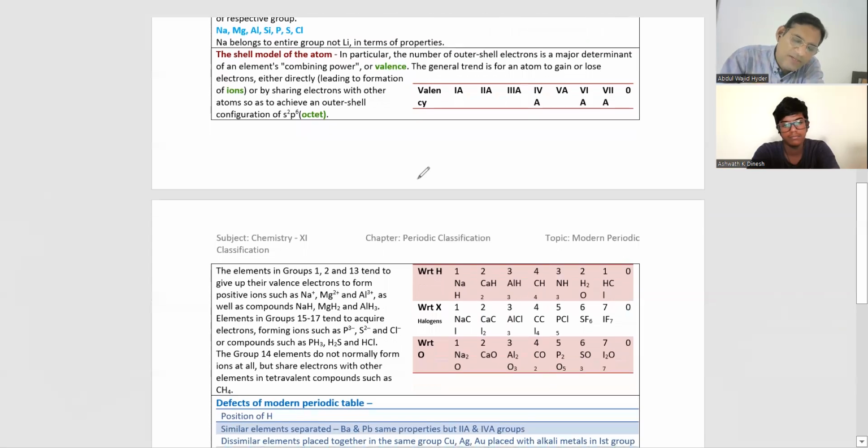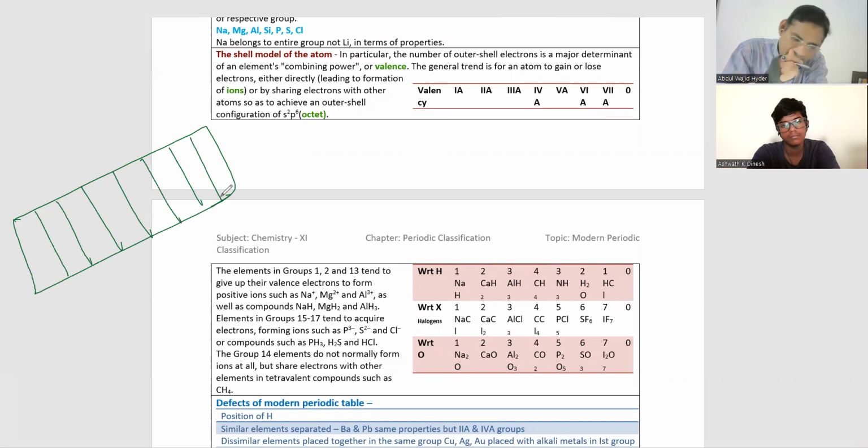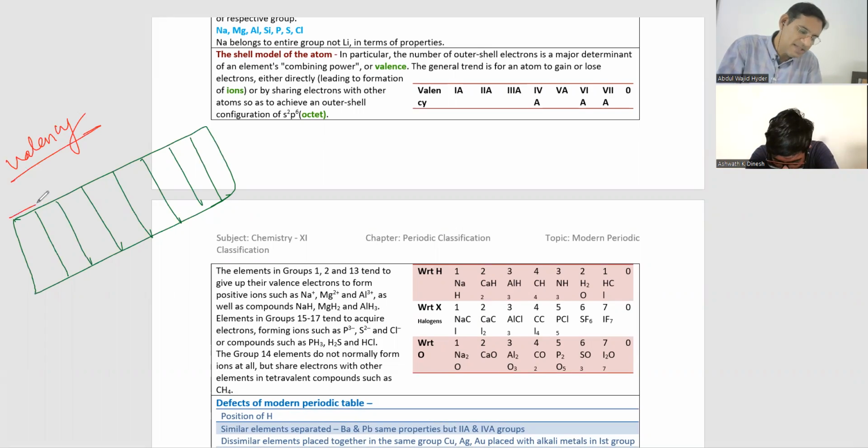Shell model of the atom. See, this is very important. 1, 2, 3, 4, 5, 6, 7, 8. D block elements, in the beginning itself, I have already told you, show variable valency. So here we won't be talking about the valency of the D block elements. Here we will be talking about the valency of S and P. These are S block elements and these are P block elements.